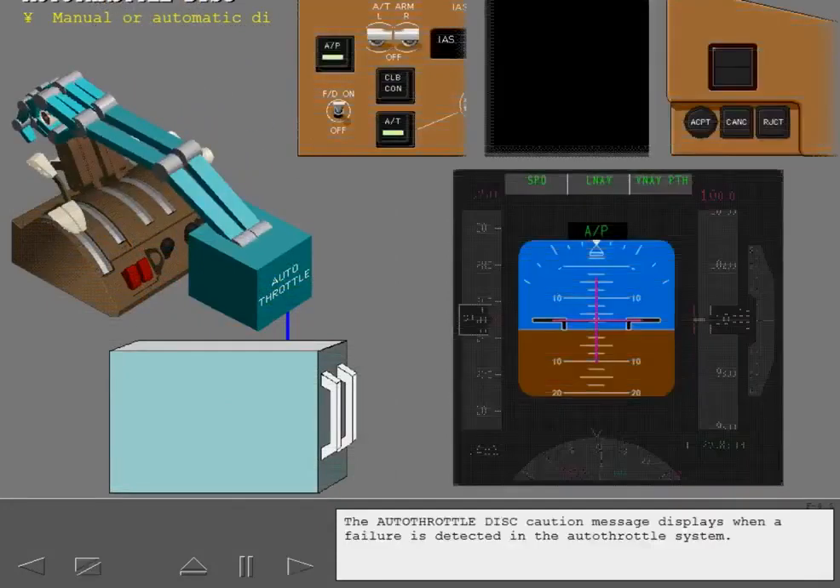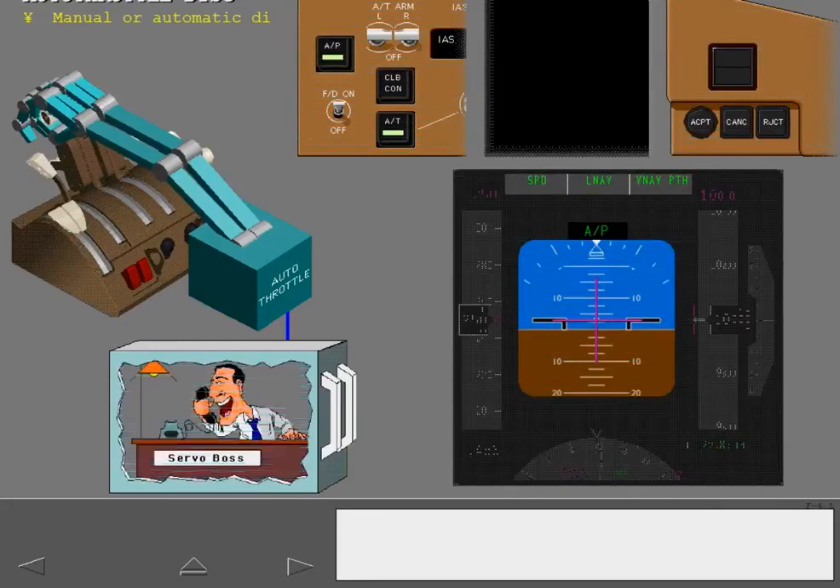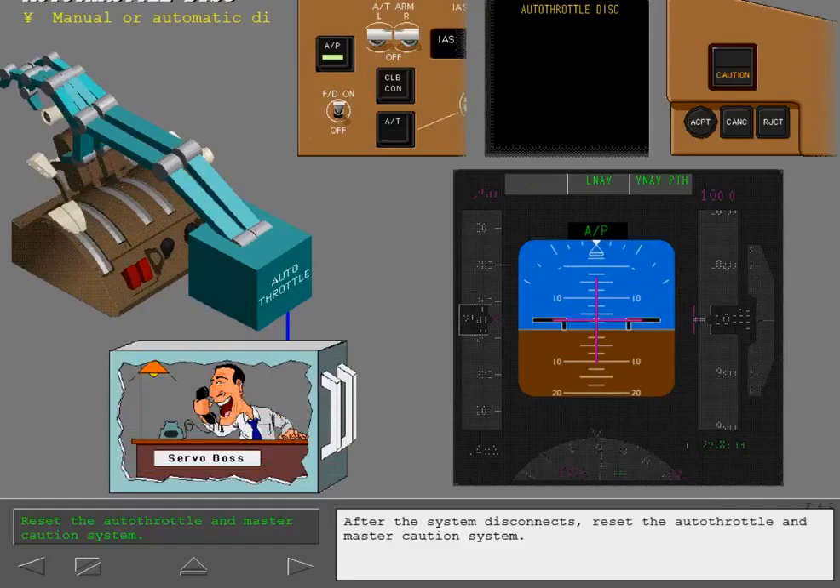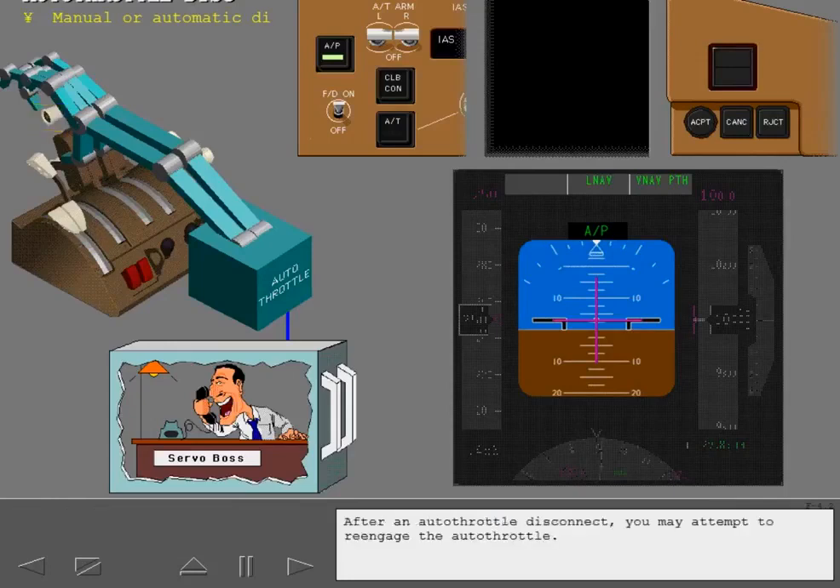The auto-throttle disconnect caution message displays when a failure is detected in the auto-throttle system. After the system disconnects, reset the auto-throttle and master caution system. That switch only resets the master caution system. It does not reset the auto-throttle system. Touch the highlighted area. After an auto-throttle disconnect, you may attempt to re-engage the auto-throttle.